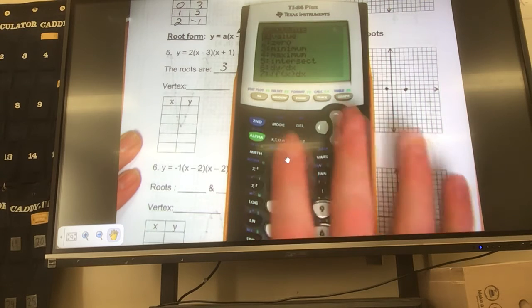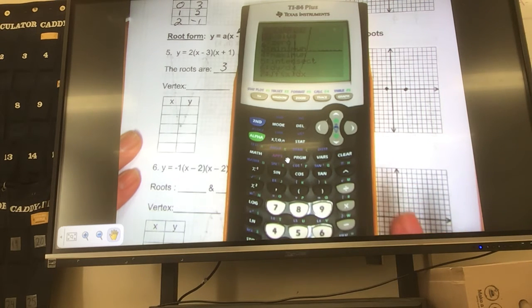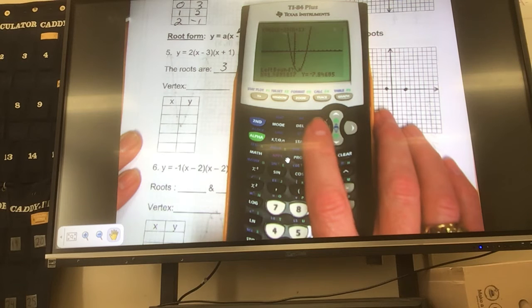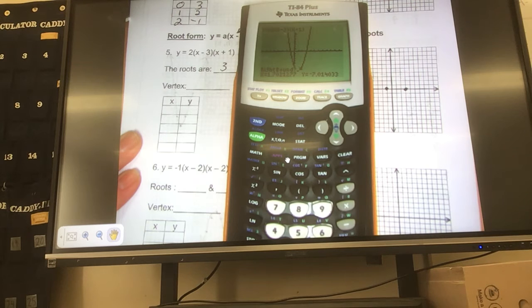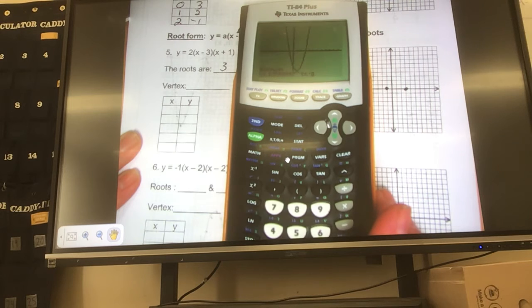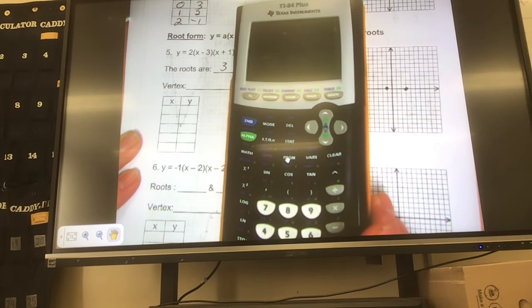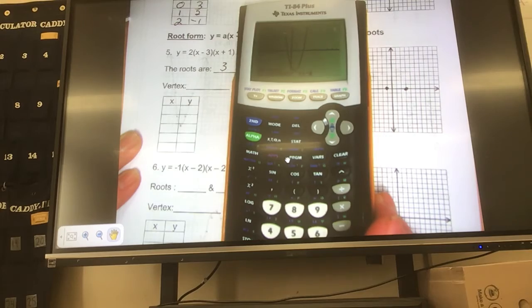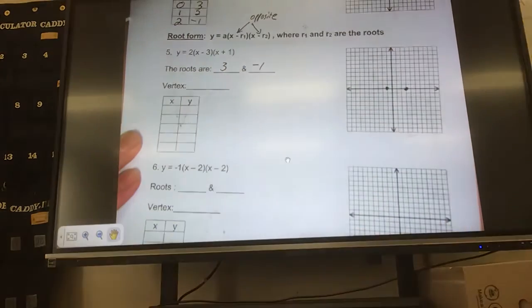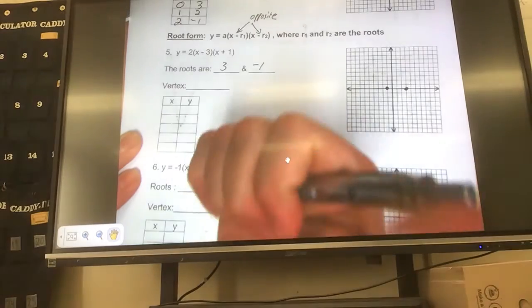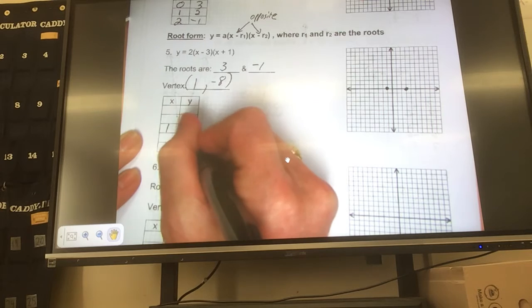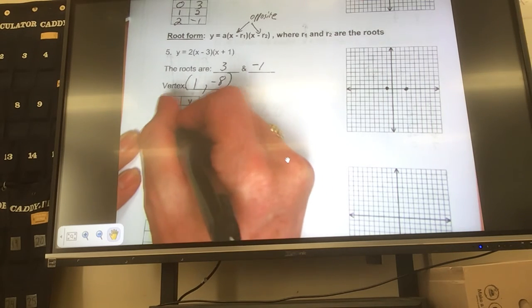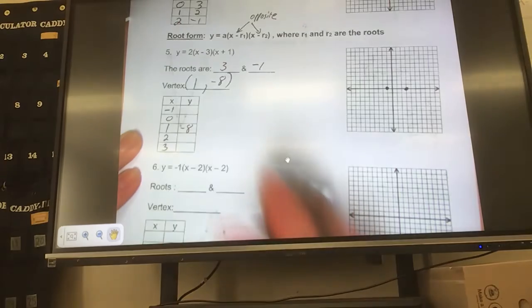Second, trace, minimum, which is 3. It says left bound, put it to the left of my vertex, hit enter. Put it to the right of my vertex, hit enter. Yes, hit enter. And we know that 0.99999999997 would be 1, okay? 1 and negative 8. So my minimum is 1 and negative 8. Put that right in the middle. 1 less is 0. 1 less is negative 1, 2, and 3.